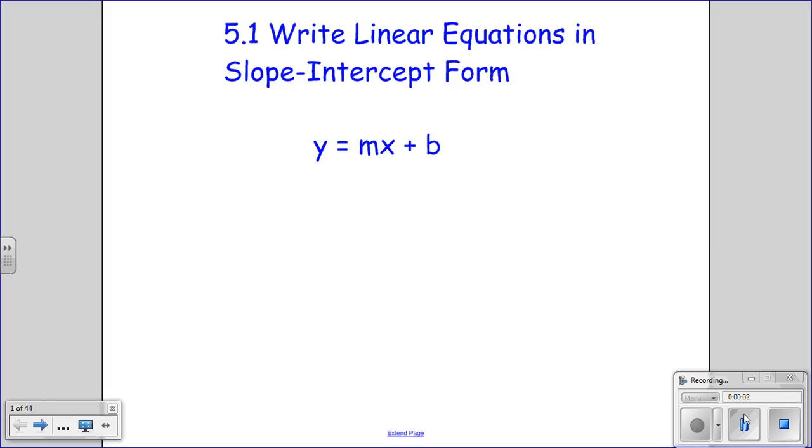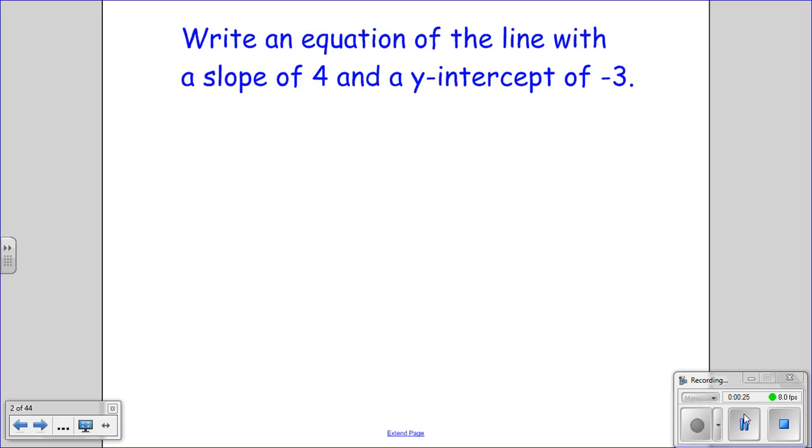Today we're going to be working on section 5.1, which is to write linear equations in slope-intercept form. Notice the equation y equals mx plus b. That is the slope-intercept form equation. The m stands for slope, the b stands for the y-intercept, and there will be a y and an x in your equations.